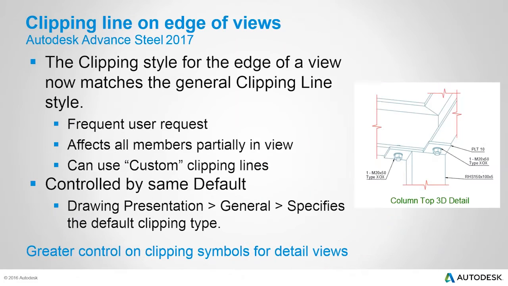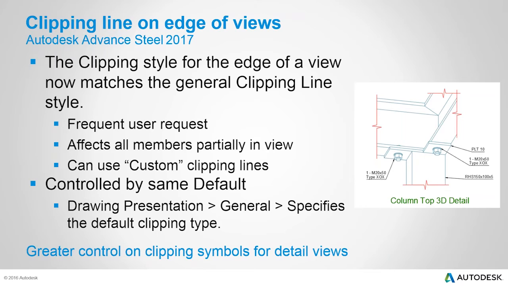They've also changed the clipping line around views. If you do a close-up GA, you'll often have parts going off the view and they need to be cropped off. So apparently this was a frequent user request at Autodesk, and it will affect all the members that go outside your view. So you see in my image on the right there, it's a typical close-up detail, and the red lines around the edges are those clipping lines. Well, you can see now that you can change or control the type of line used.